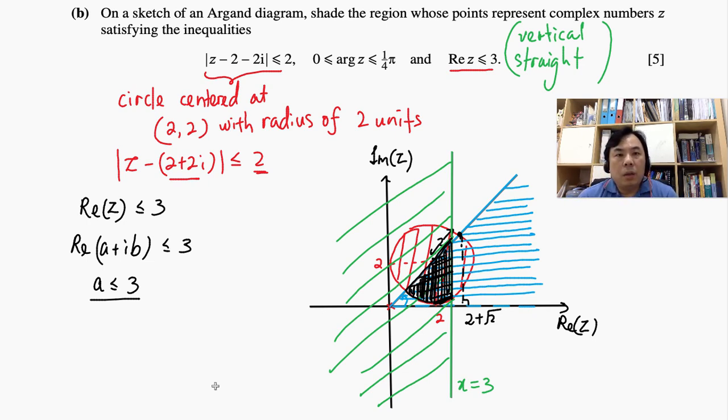So on the sketch of an Argand diagram, shade the region whose points represent complex number z that satisfy the inequality. So the final shading is over here. Now let me reiterate again. This is actually a circle. This is also a straight line starting from the origin itself, whereby real z is a vertical straight line, x equal to 2. So that is our final locus or region where our solution is located.